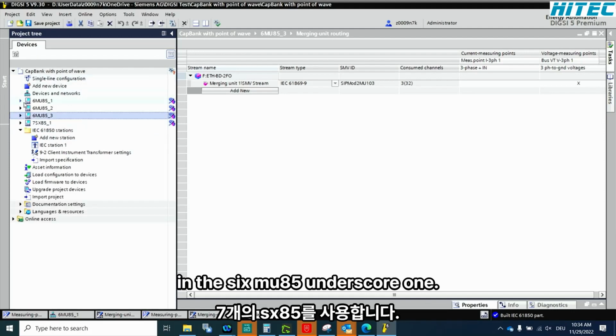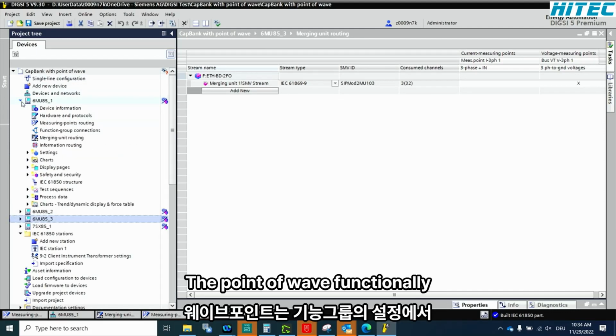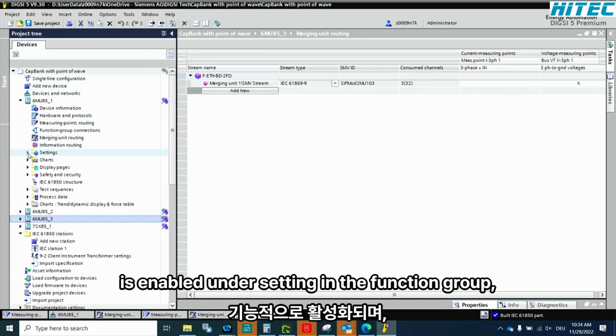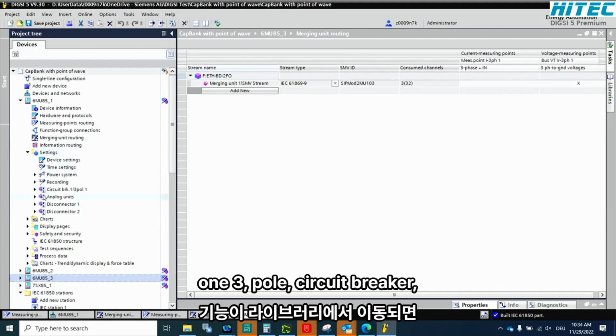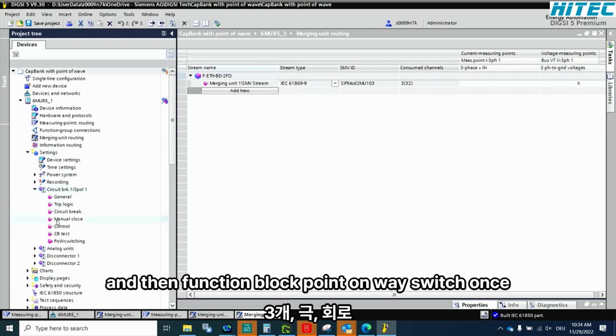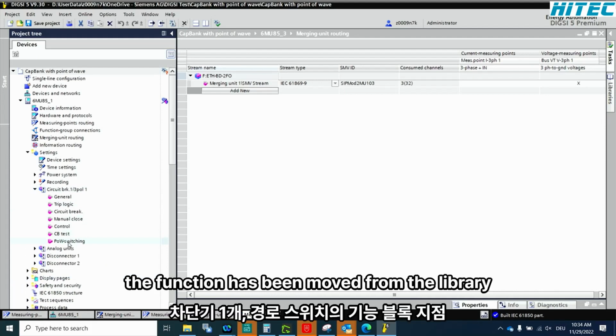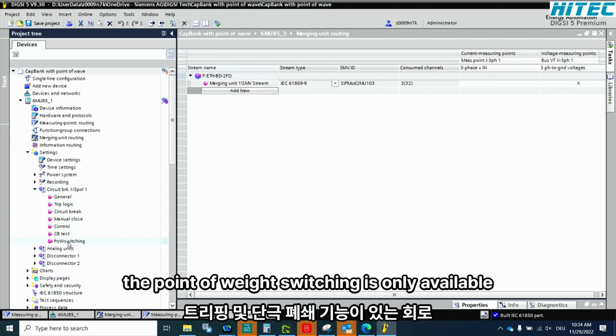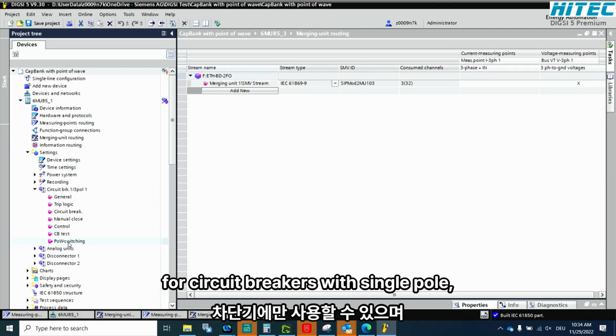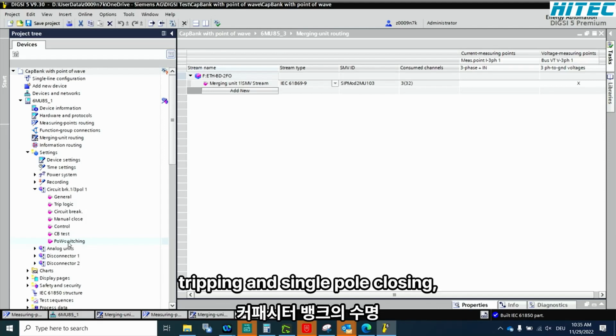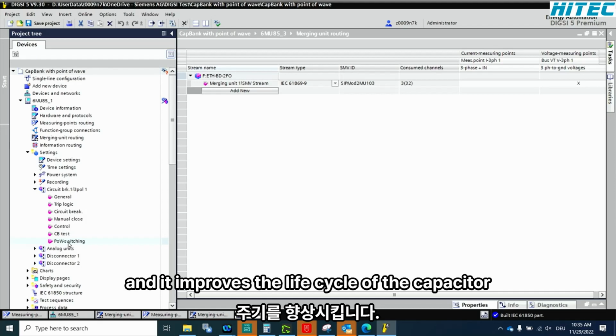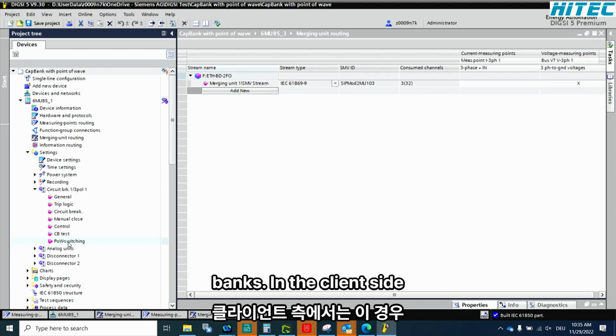In the 6MU85_1, the point on wave functionality is enabled under settings, in the function group 1 3-pole circuit breaker, and then function block point on wave switch, once the function has been moved from the libraries. Remember that point on wave switching is only available for circuit breakers with single pole tripping and single pole closing, and it improves the life cycle of the capacitor banks.